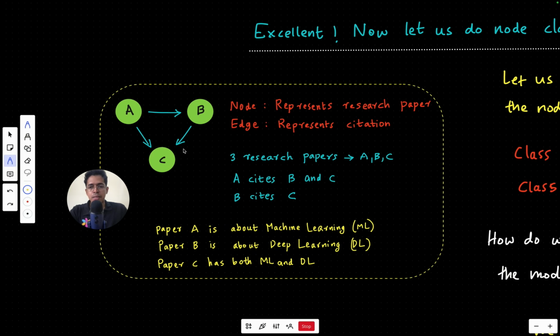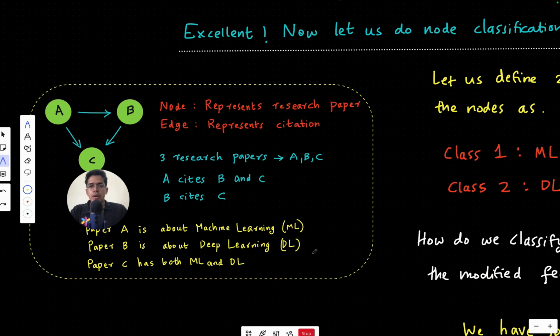Initially, this was the information that was given. We had 3 papers. Paper A was citing paper B, B was citing C, and A was also citing C. C was not citing either of these papers. And we said that paper A is about ML, B is about DL, and C is about ML and DL. And our goal was to classify each of these nodes into one of the two categories, either ML or DL. So that was our goal. Now we'll be doing that.